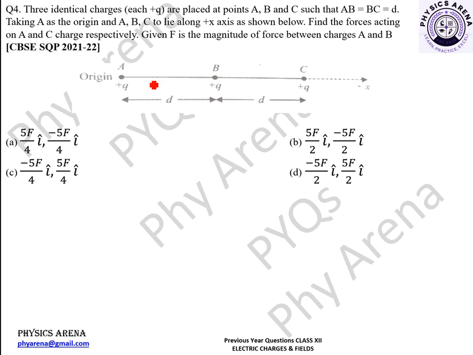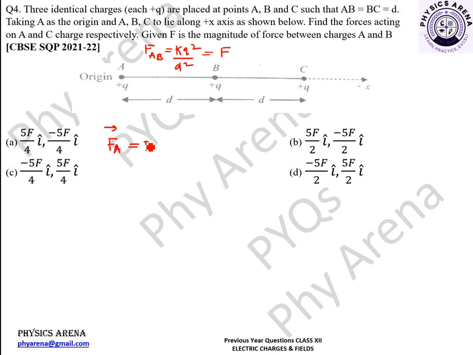So we can say that the force between AB is equal to K Q square upon D square. K Q1 Q2 upon D square, but here Q1 is equal to Q and Q2 is equal to Q. Both on multiplication will give us Q square. So this is the force between A and B, and its magnitude is F. It is given in the question. Now we need to find the force on charge A and C respectively. So the force on charge A is because of two charges. One is the charge placed at B and the other one is the charge placed at C.